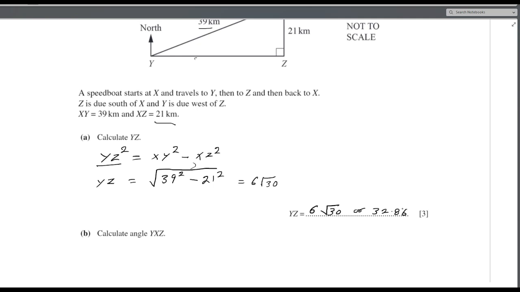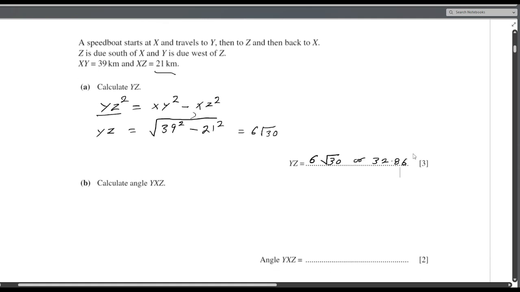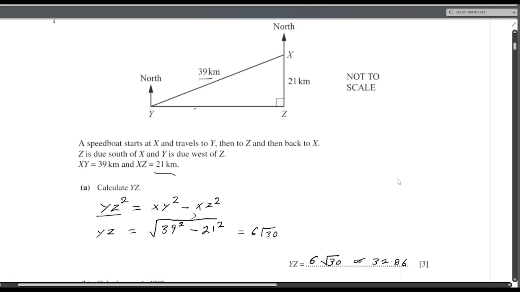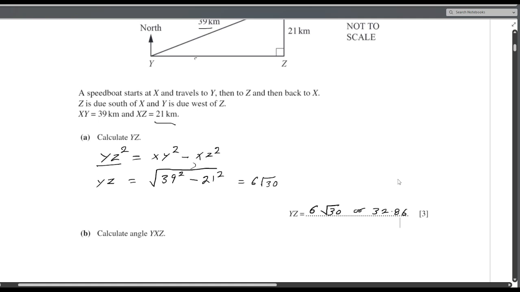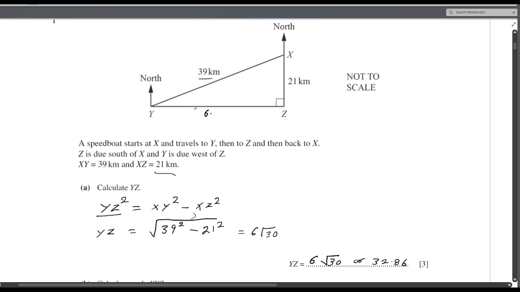32.86. When you are writing in decimal, make sure that you are using the rules of rounding. Here at the third decimal place my digit is 3, so I keep 86 as 86. In 32.8633, that 3 will go away. Now, while writing, it is better that I write the exact value, which is 6 root 30.